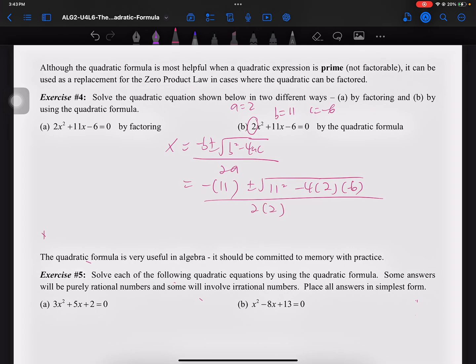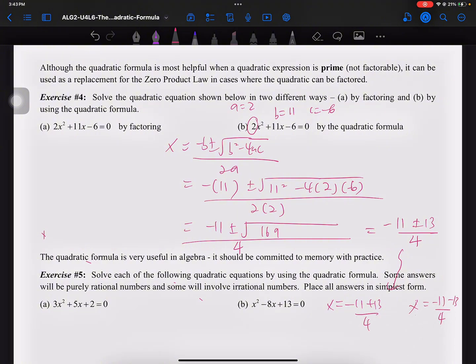Okay, so from here you will have the part under the root, which you can solve and it becomes 169 over 4. Then you know that 169 is a perfect square, so you get negative 11 plus or minus 13 over 4. From here you can split it into two: x is negative 11 plus 13 over 4, and x is negative 11 minus 13 over 4. Okay, so from here you will get negative 6 or a half.